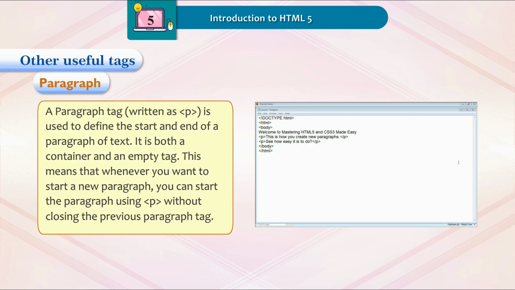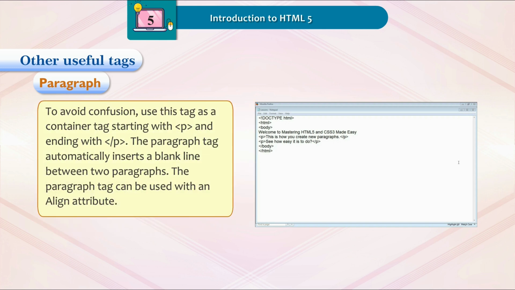Paragraph. A paragraph tag written as P is used to define the start and end of a paragraph of text. It is both a container and an empty tag. This means that whenever you want to start a new paragraph, you can start the paragraph using P without closing the previous paragraph tag. To avoid confusion, use this tag as a container tag starting with P and ending with /P. The paragraph tag automatically inserts a blank line between two paragraphs.